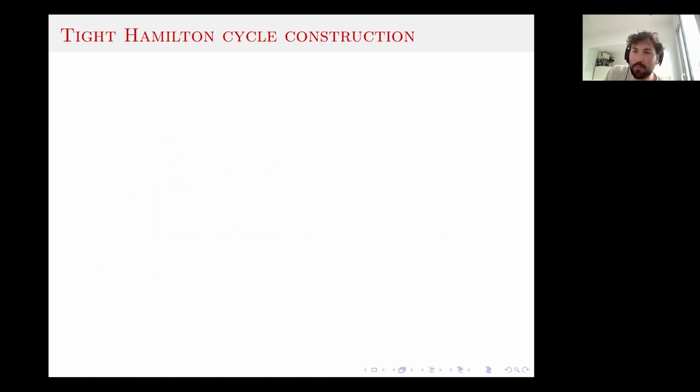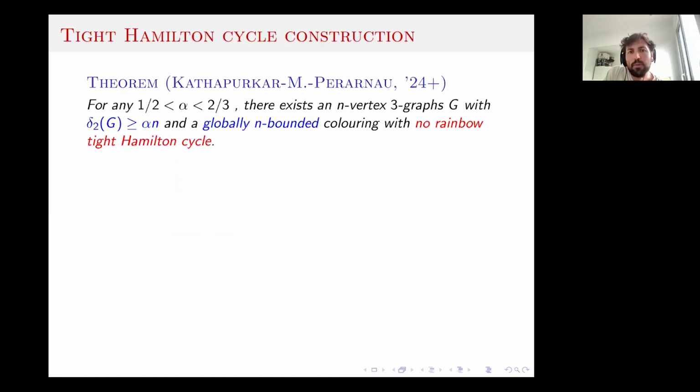Another thing we looked at was tight Hamilton cycles, and we have a construction that shows that there you also need a local bound. So a global bound will not be enough. So here's the precise result. It's for co-degree in 3-graphs, and above the extremal threshold, which is a half, if you remember from Rödl, Ruciński and Szemerédi. These are hypergraphs which do have tight Hamilton cycles, but there are globally bounded colorings that do not give rainbow tight Hamilton cycles.